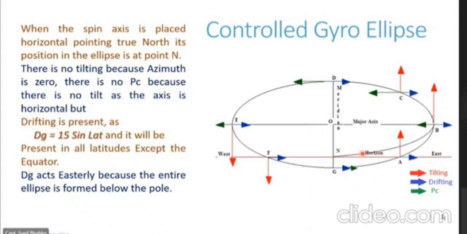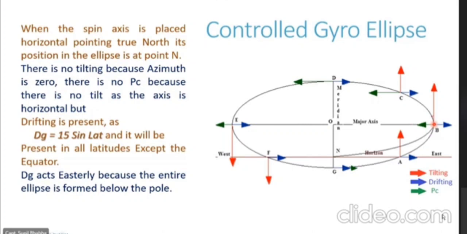Now, as it moves upwards, it is generating some tilt also. As the tilt is generated, control precession will also get generated. And since we have an upward tilt, the control precession will be westerly. So this westerly control precession is becoming stronger and stronger as the spin axis tilt is increasing. The westerly control precession is becoming stronger and stronger as the tilt is increasing. And as the spin axis reaches point B, the control precession has become so strong that it has become equal and opposite to the drifting vector.